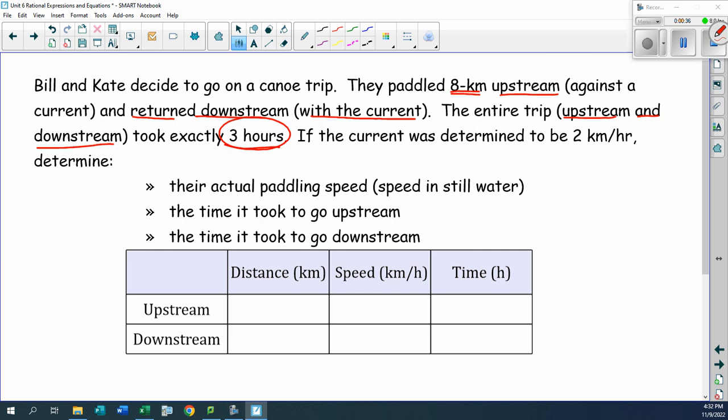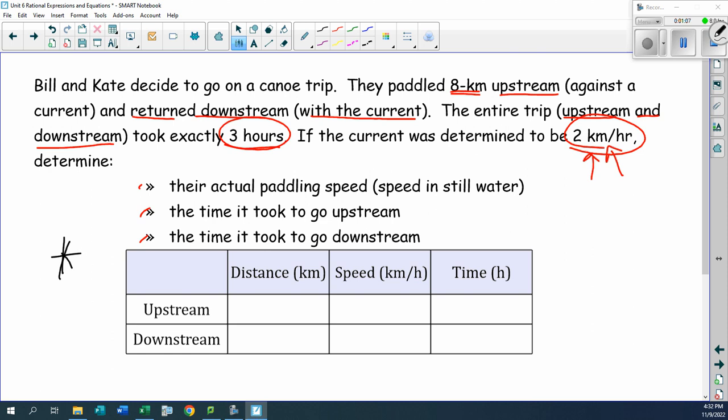Interesting. Now, I also told you in this question that the current was determined to be 2 kilometers per hour. Now, what does this mean? That means when you're going upstream, that 2 kilometers an hour is working against you. When you're going downstream, that 2 kilometers an hour is pushing you downstream, making you go faster. So now let's start looking at this question again, and we'll fill out this table.